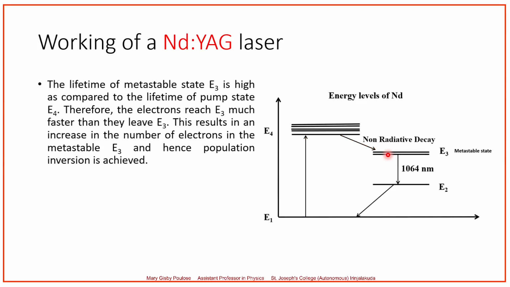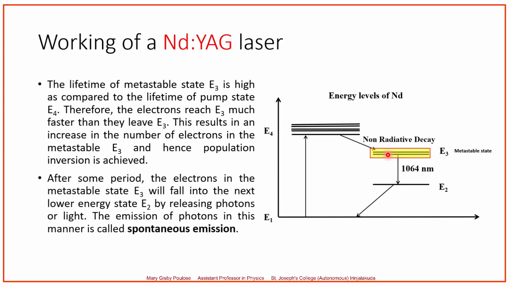Now, the lifetime of the metastable state E3 is high as compared to the lifetime of pump state. Hence, the electrons reach E3 much faster than they leave E3. So, this results in the increase in the number of electrons in E3, and hence population inversion is achieved. So, after some time, now these electrons or ions in the E3 state will fall to the next lower E2 state by releasing light. This chance emission of light is called spontaneous emission because its lifetime is over. That is why these set of photons, initial photons, are emitted.